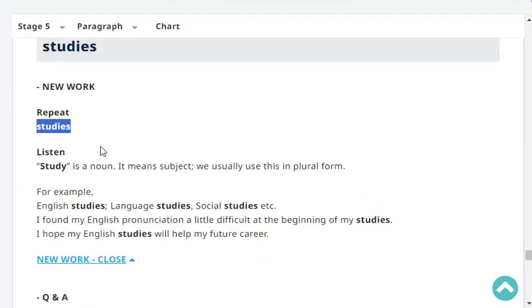Studies. Okay, listen. Study is a noun. It means subject. We usually use this in the plural form because we study a lot in a study. For example, English studies, language studies, social studies. An example sentence is I found my English pronunciation a little difficult at the beginning of my studies. I hope my English studies will help my future career.